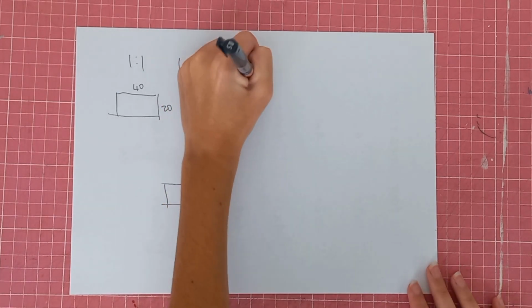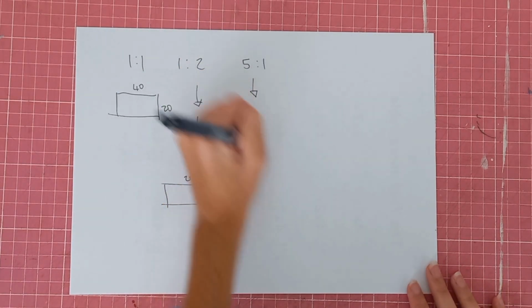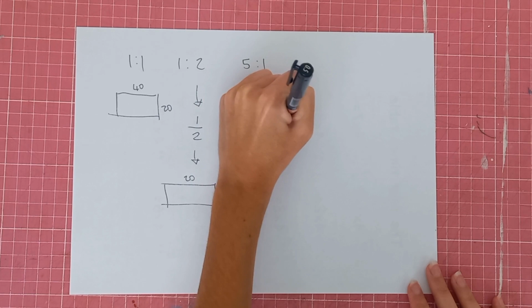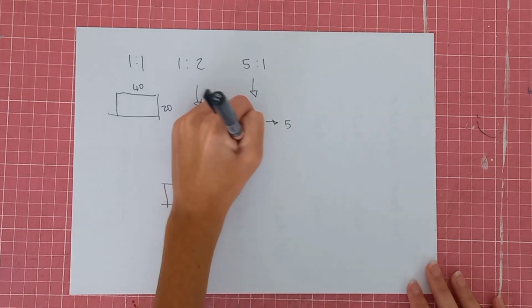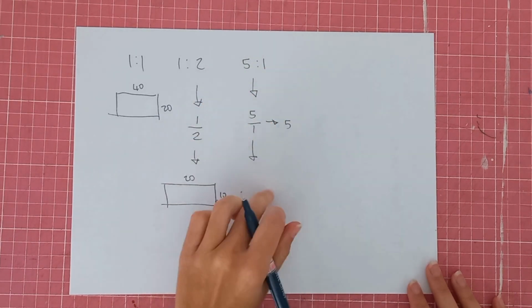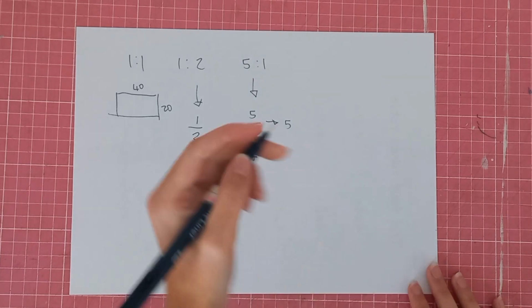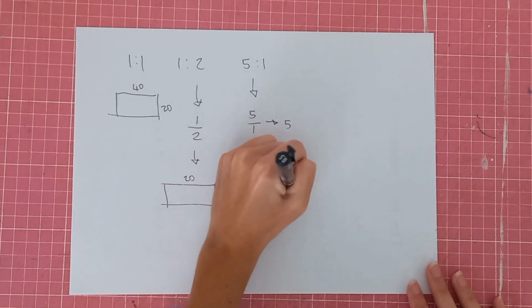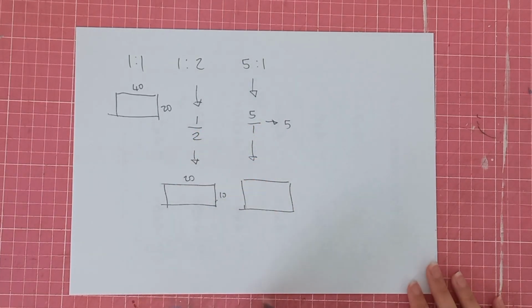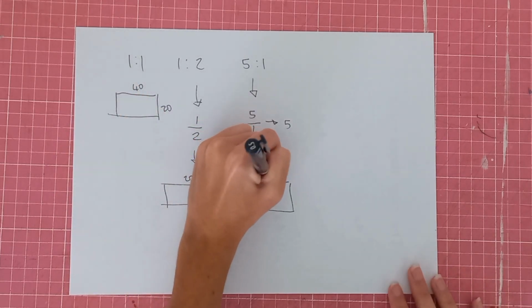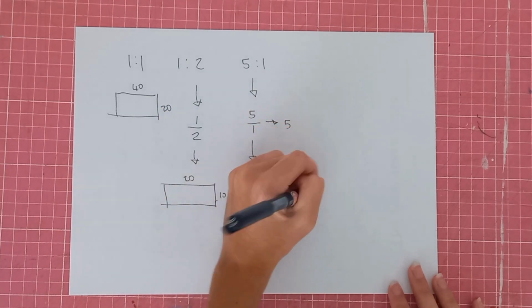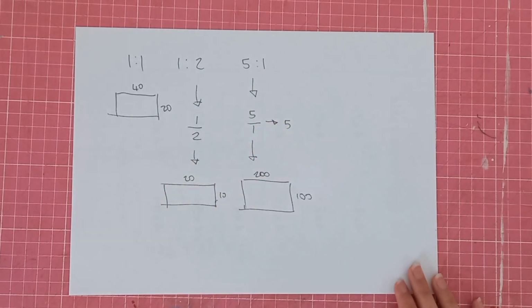Okay, 5 to 1, if we had to draw that as a fraction, would be 5 over 1, which we know could be converted to 5, meaning times by 5, right? So if we had to draw that as a square, we would times all of our measurements by 5. So 40 times 5 would obviously give you 200, and 20 times 5 would obviously give you 100, and those would become your new measurements.